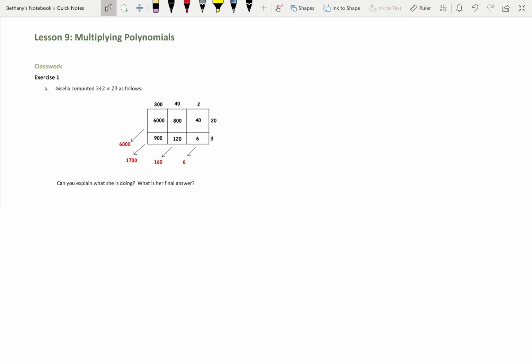Alright, if you were absent on Monday, on Monday we're going to be talking about multiplying polynomials. This actually might be a lie because we all might be at the play, in which case we'll do it Tuesday, but it's better to be prepared.